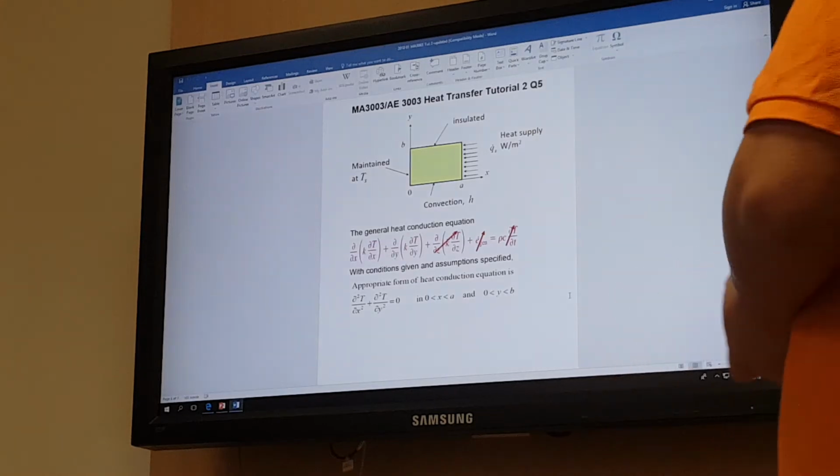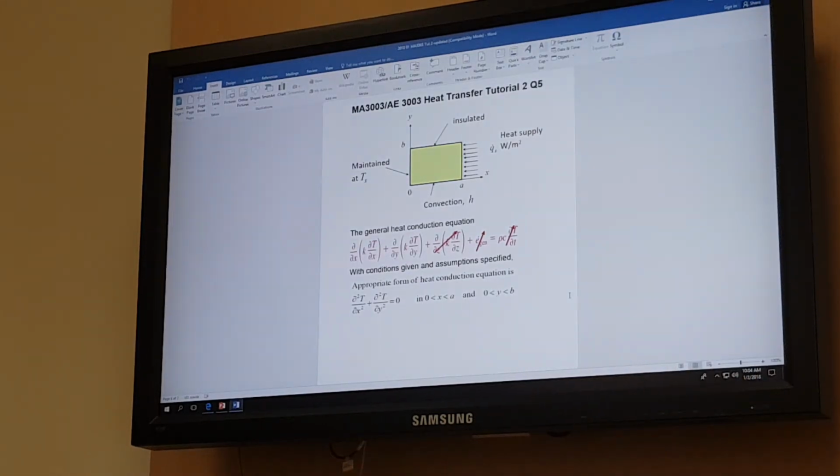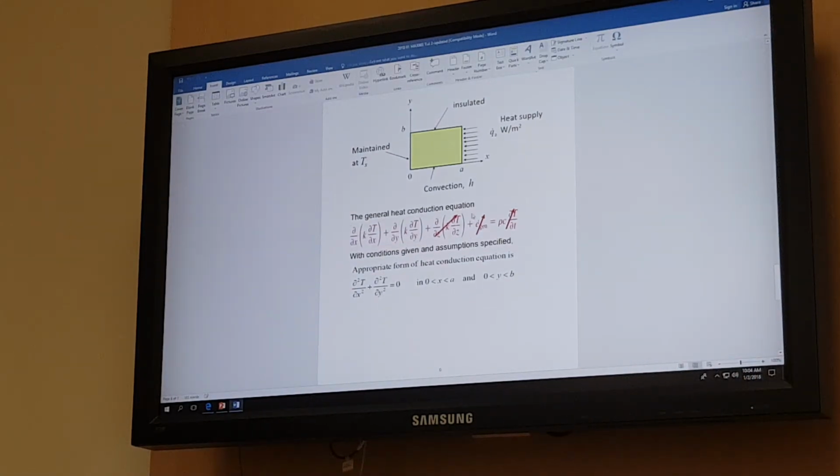Schematic, roughly you didn't do, right? The question asking you to start from the general equation, just starting from the general equation, right? So that's it. So particularly the general equation, right?